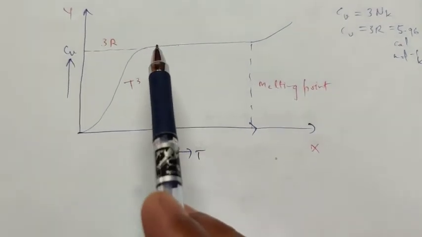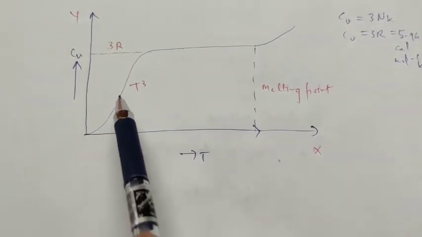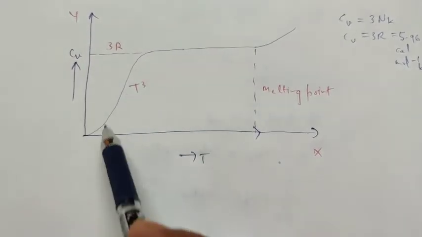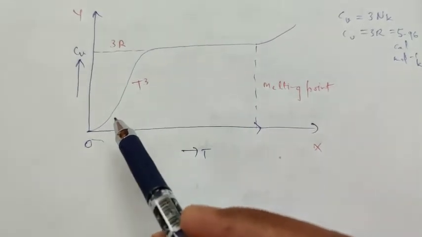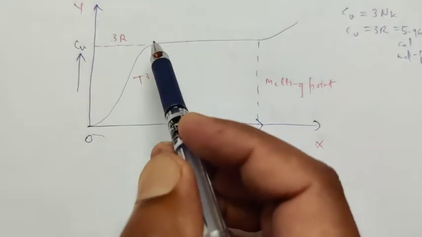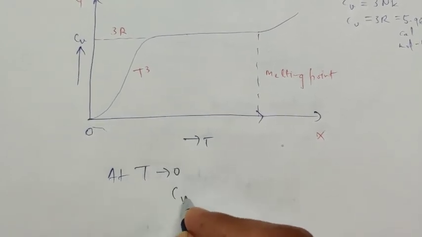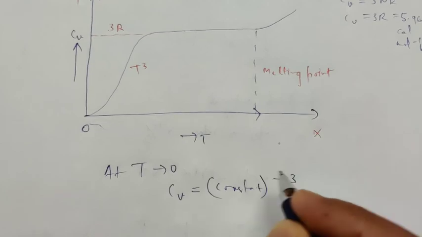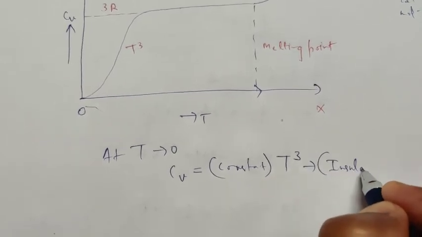But at low temperature, Cv tends to 0 as T tends to 0, and the heat capacity follows the T cube law as T approaches 0. As temperature approaches zero, which law will Cv follow? The T cube law. And this is for insulators. At T approaching zero, Cv follows a constant multiplied by T cube law.